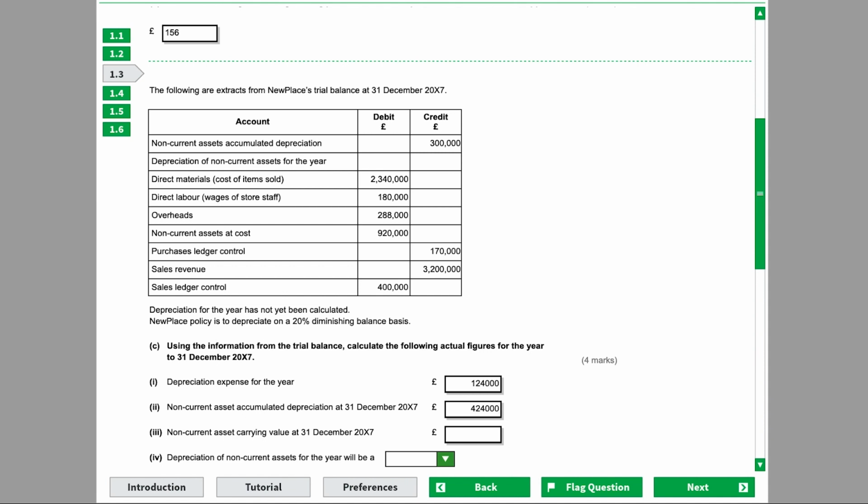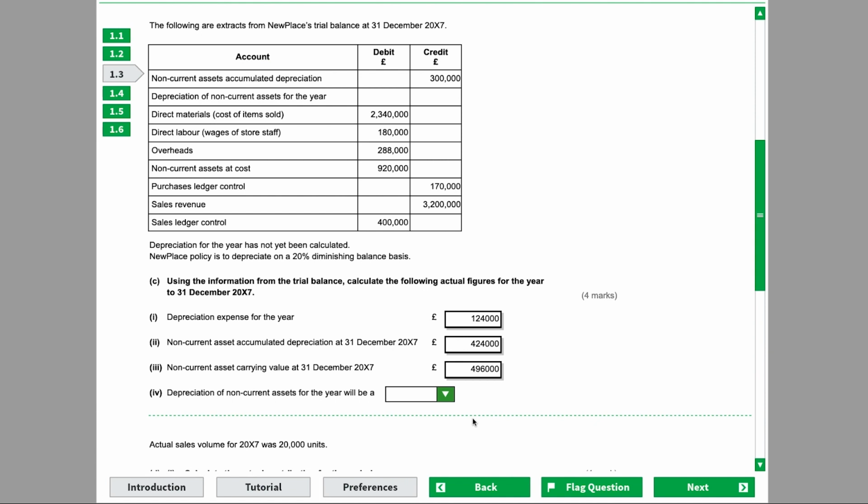The next part, it would like the asset carrying value as at the 31st of December. All we need to do to calculate this is to take our non-current asset at cost figure, which is the 920,000, and minus off our new accumulated depreciation figure of 424,000, which would give us a new asset carrying value of 496,000. Again, just to reiterate, the asset's carrying value is the at cost figure minus the accumulated depreciation.